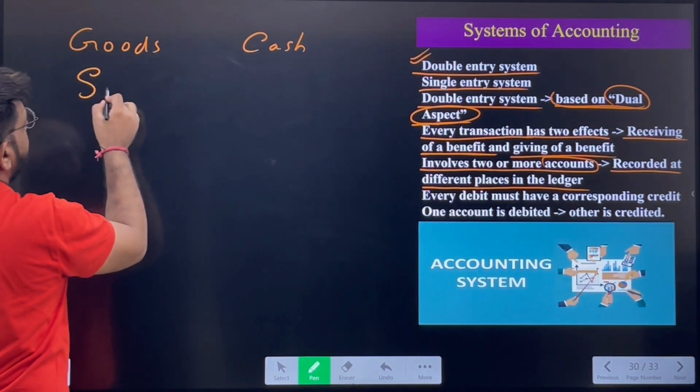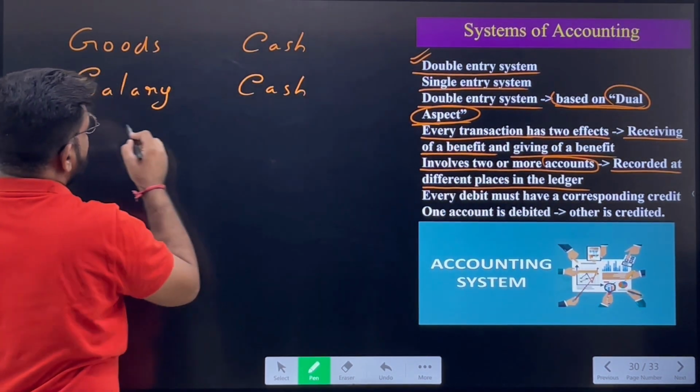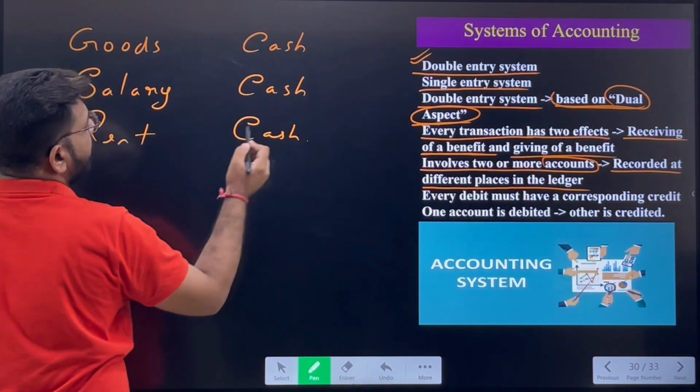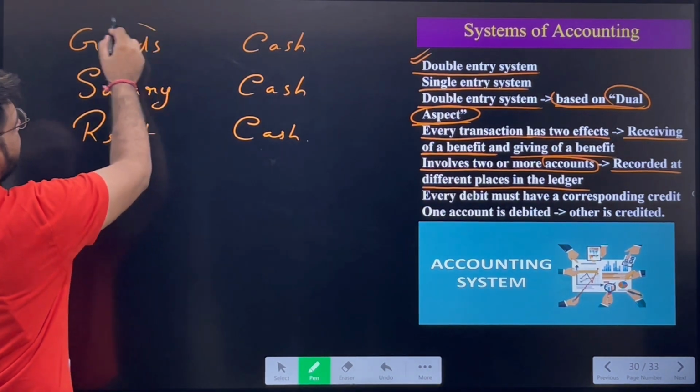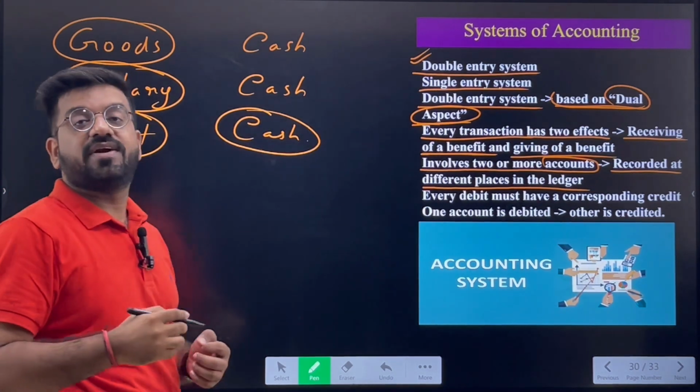Next, if I'm giving salary to my employees, salary is one item, cash is another item. If I'm receiving rent or paying rent, again there will be involvement of rent and cash. So these are all different items which are to be dealt with in accountancy while preparing accounting information or the financial statements. So simply, accounts are the different items we are dealing with, the different amounts which we are paying for the expenses or for the goods and services.